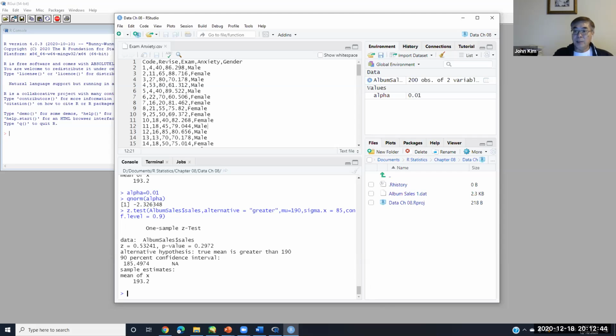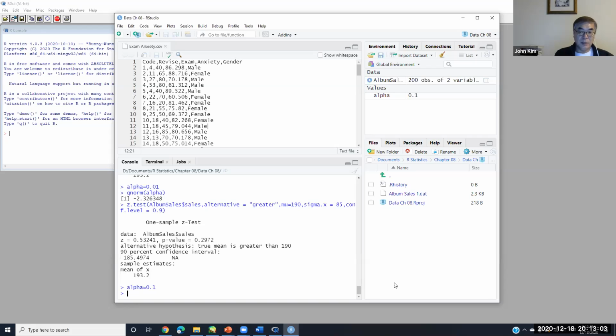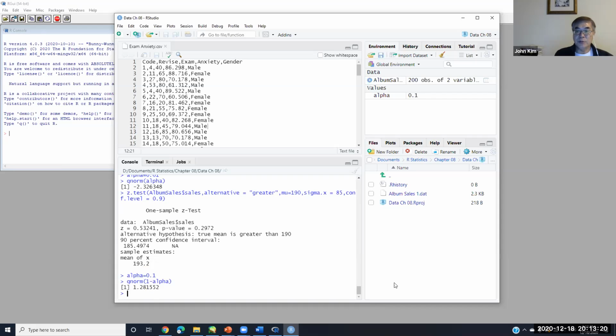Okay, then we need the critical value. So Q, no, we need alpha first. Alpha equals 0.1, and then Q, because it is a right tail, so I will use 1 minus alpha, then it gives you a positive critical value.